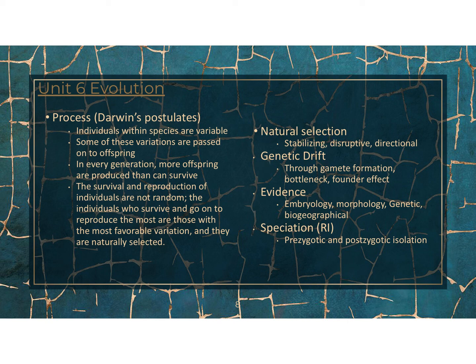We also looked at some evidence of evolution, including embryology, morphology, genetic evidence, biogeographical evidence, and then we also talked about speciation. Now, how do different species arise? They arise through a process that is called reproductive isolation. And when we talked about reproductive isolation, we talked about both prezygotic and postzygotic isolation mechanisms, and being able to identify what these are based on examples or based on background information is a very important skill to have for this.